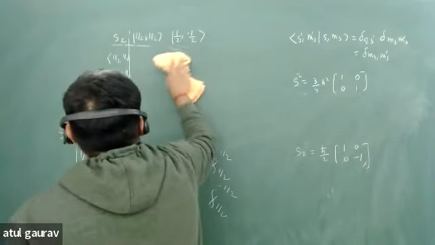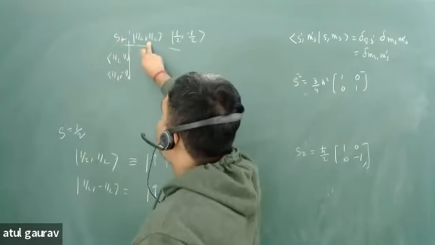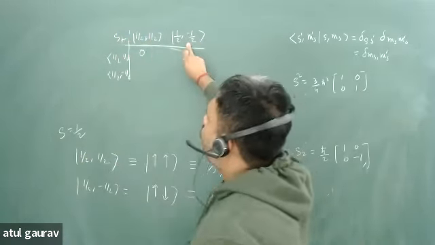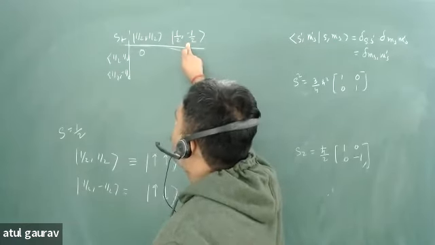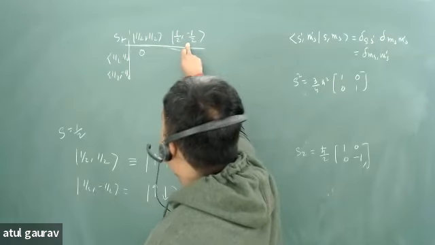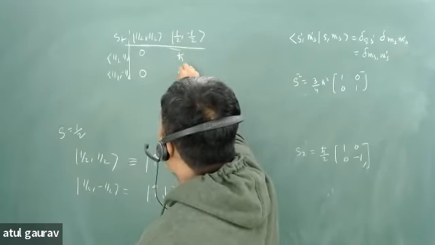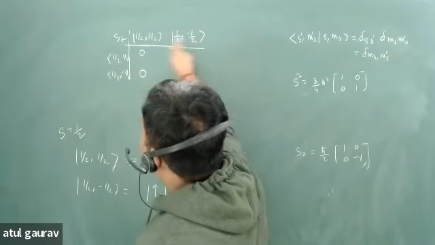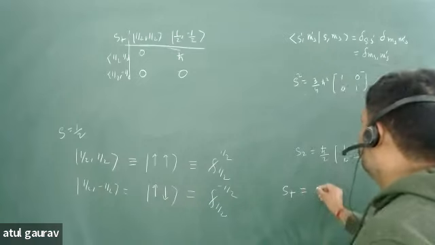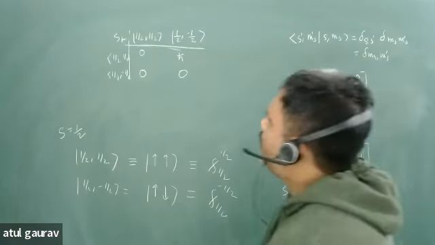What is your S plus operator? S plus will operate on this. What will you get? Half and half, 0. S plus will operate on this. What will you get? ħ, half and half. So you have ħ here. This will be again 0. Why 0? Because MS and MS' are not the same. So that will be 0. So I have the S plus operator equal to ħ times the matrix 0, 1, 0, 0. Very interesting. Let's try to go for the S minus operator.